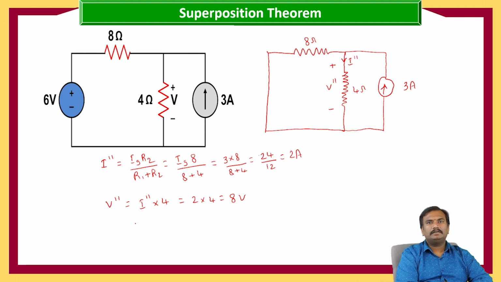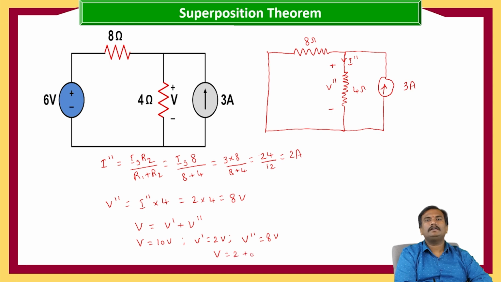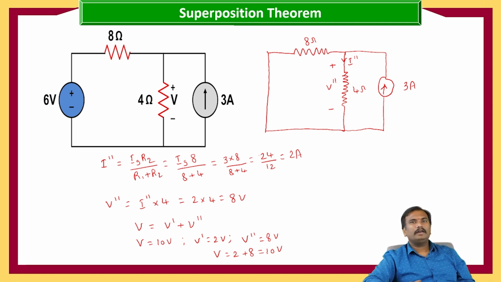And we have to check that V should be equal to V dash plus V double dash. So the V value we got is 10 volts, V dash we got as 2 volts, and V double dash we got as 8 volts. So here, V is equal to 2 plus 8, which is equal to 10 volts. So we got the voltage across 4 ohms as 10 volts, which is verified with the normal procedure also.